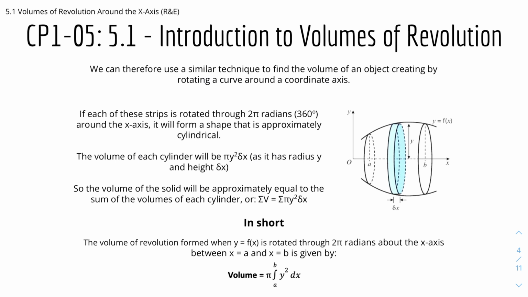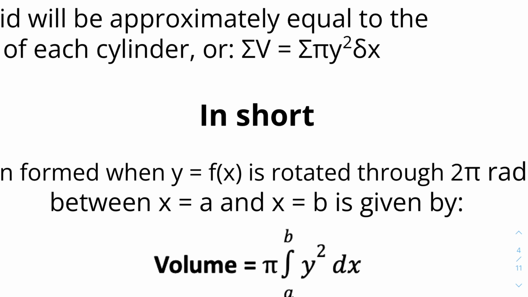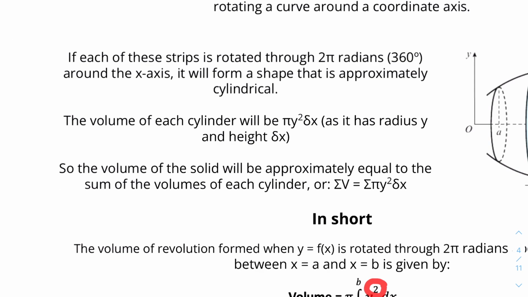So in short, the volume of revolution formed when y equals f of x is rotated through 2 pi radians around the x-axis between x equals a and x equals b is given by V equals pi times the integral of y squared from x equals a to x equals b, integrated with respect to x, like so. It's quite important to remember that there's a pi in front, and that you have to square the function.